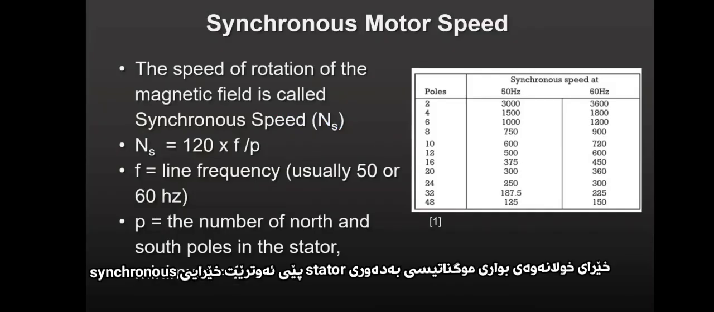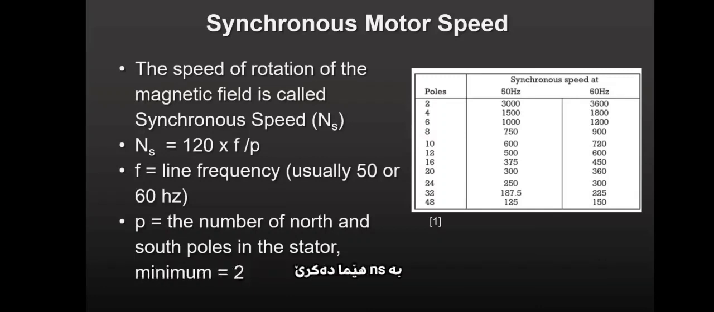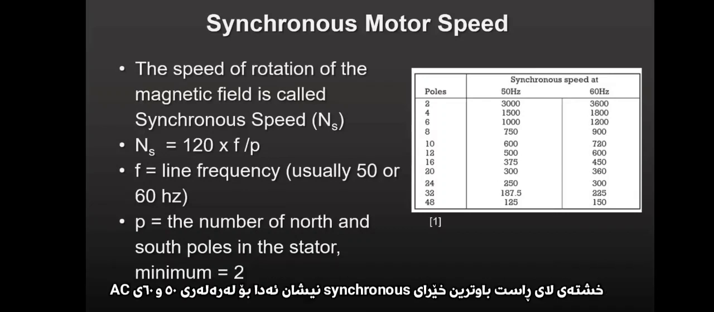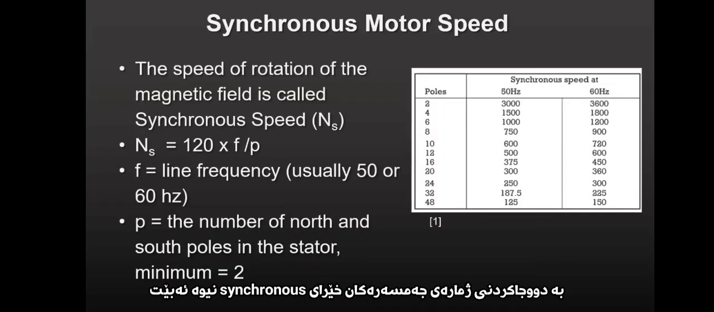The angular speed of the magnetic field rotating around the stator is called synchronous speed, ns. To calculate synchronous speed, multiply 120 times the line frequency and then divide by the combined number of north and south stator poles. The table on the right shows the most common synchronous speeds for both 50 Hz and 60 Hz AC line power. Doubling the number of poles will halve the synchronous speed.